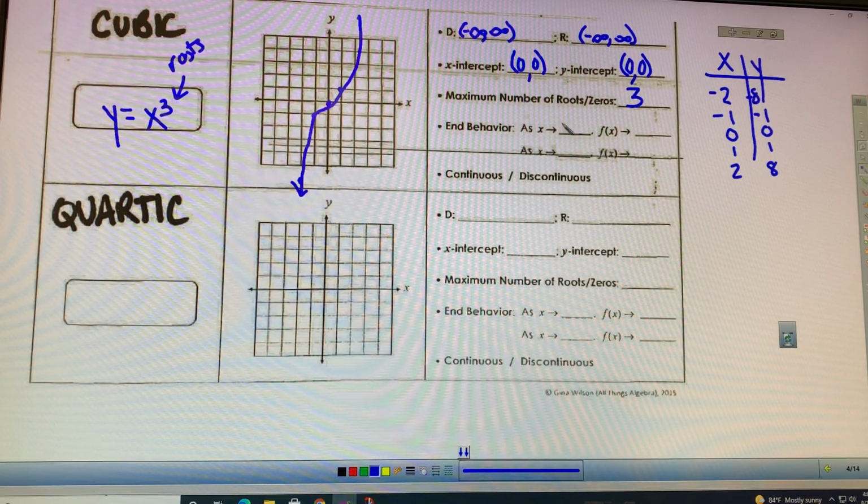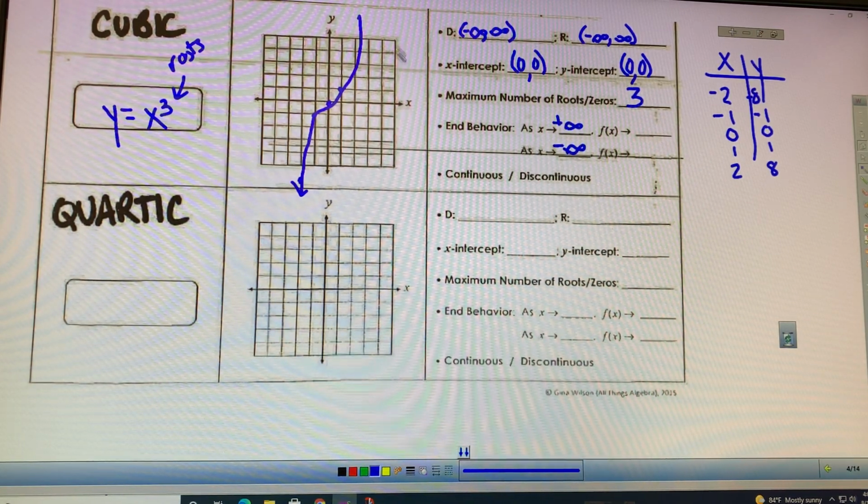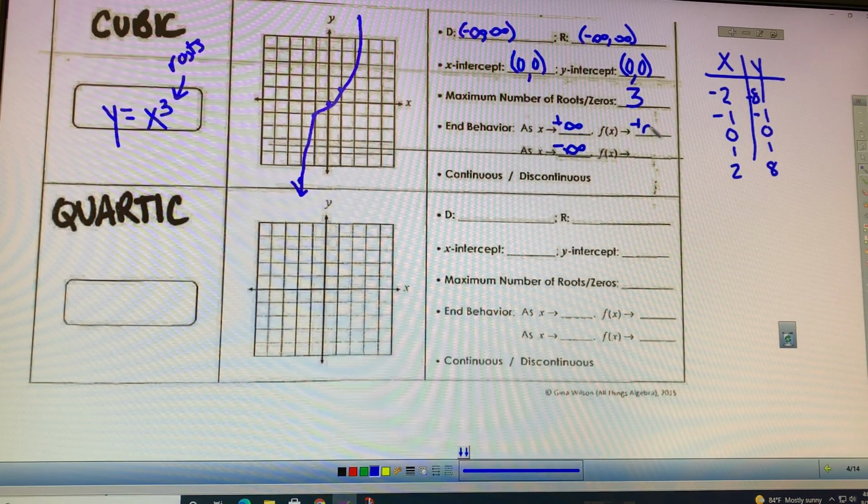In end behavior, it's always going to be as x approaches positive infinity and x approaches negative infinity. So if I'm putting in x's going in this direction, I can see that my y's are approaching positive infinity because they're going up. And if I'm putting in x's going in this direction, my y's are falling, so it is going towards negative infinity.